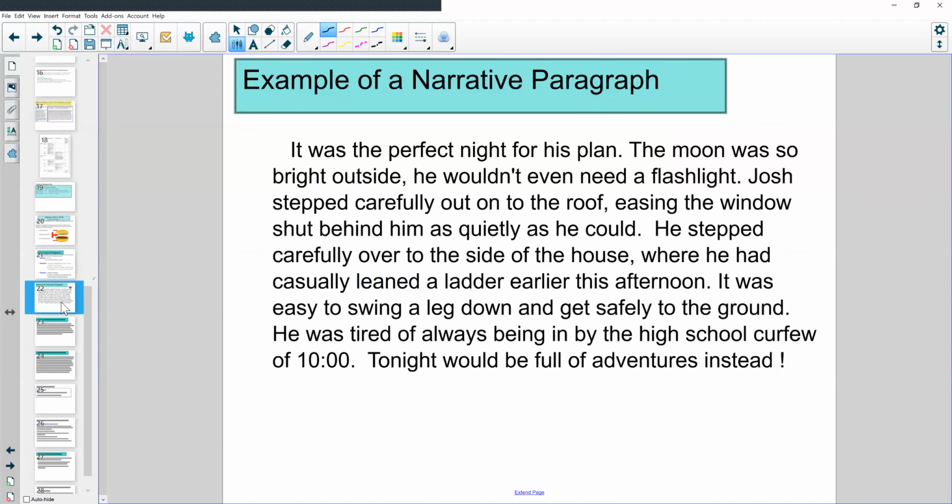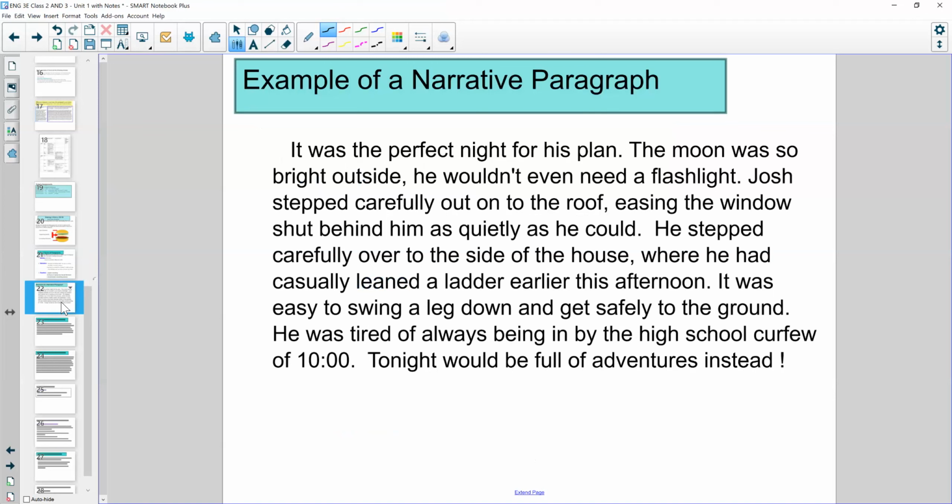So here's some examples. There are some examples in the book. I just wanted to give you some additional examples. This is a narrative paragraph. And again, it could be a fictional paragraph that you made up, or it could be a real paragraph that's explaining an actual event that really occurred.